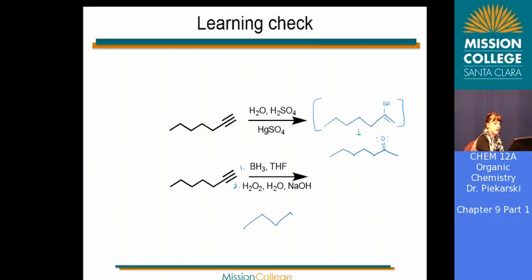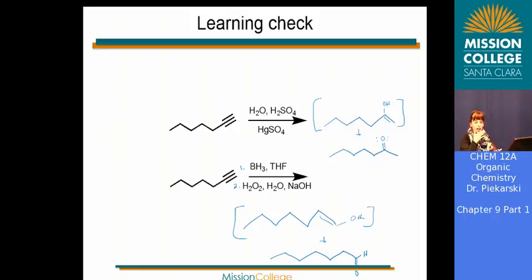You may have drawn me something that looks like this, but in the end, it will look like an aldehyde. 1, 2, 3, 4, 5, 6, 7. Okay, good. Don't add more carbons than you started with, right? Law of conservation of mass. Okie dokie.